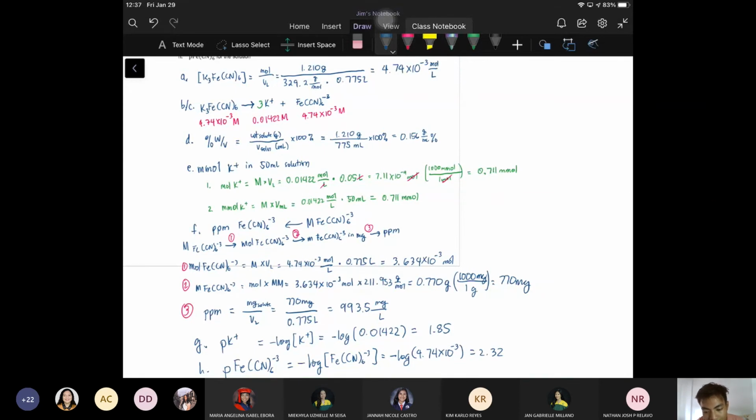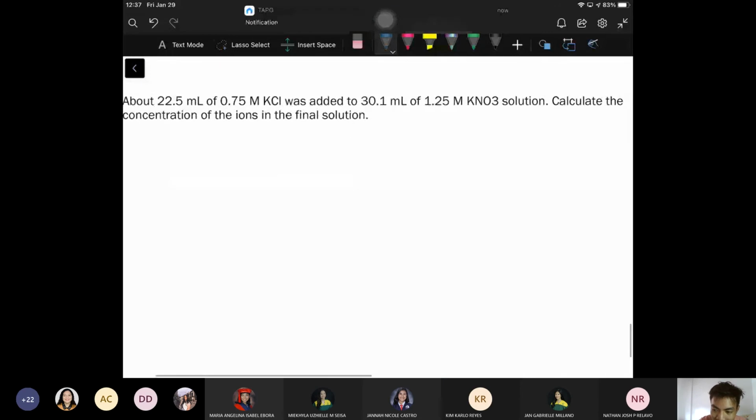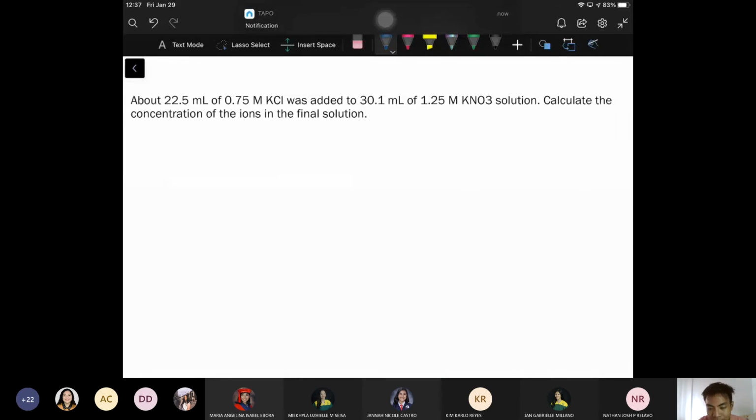Okay, before I end the class, may isa pang akong problem na gusto sagutan. Before I end the class, ito muna. Kasi may ganitong question sa quiz. Hindi naman exactly ganito, pero similar lang. Okay, so question. About 22.5 ml of 0.75 molar potassium chloride was added to 30.1 ml of 125 molar potassium nitrate solution. Calculate the concentration of ions in the final solution.